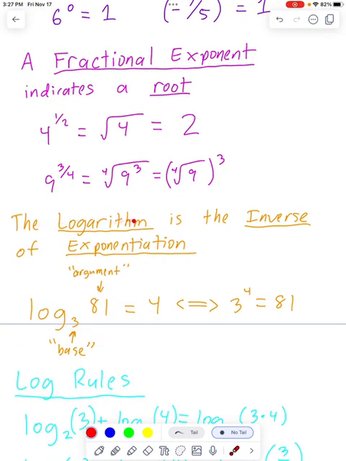There are logarithms, which are the inverse of exponentiation. This is an example of a logarithm. This number is called the base, this number is called the argument. And this equation is equivalent to this equation. We can translate it to an exponential equation.